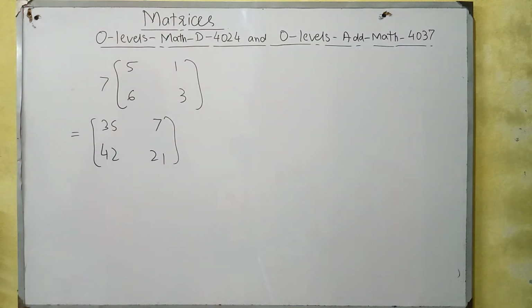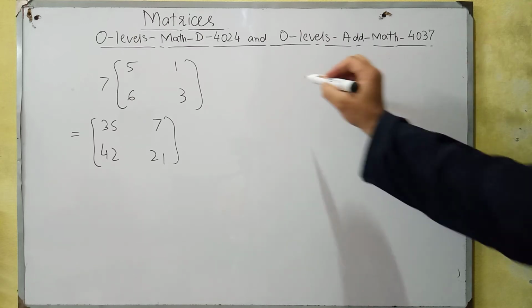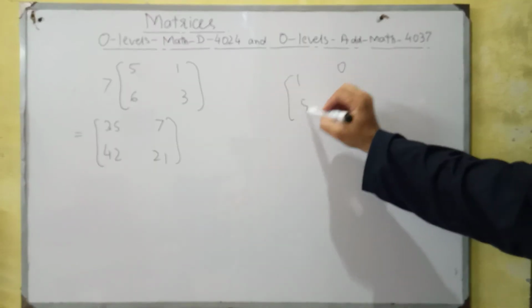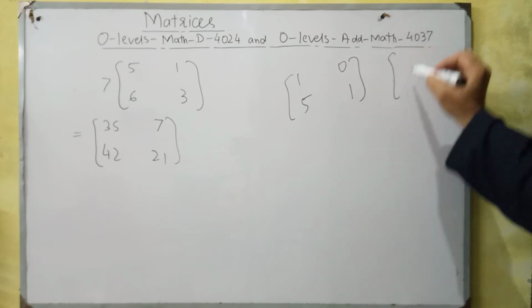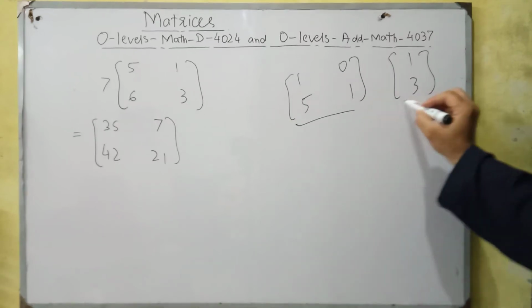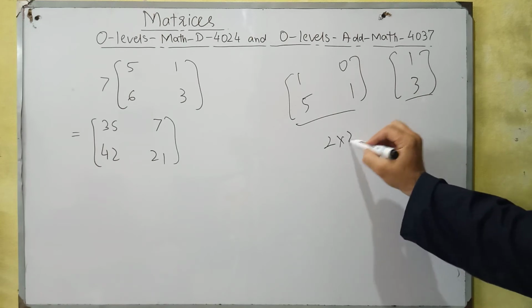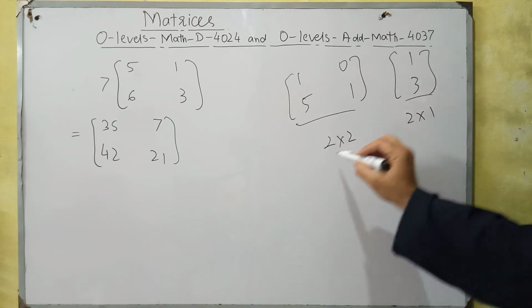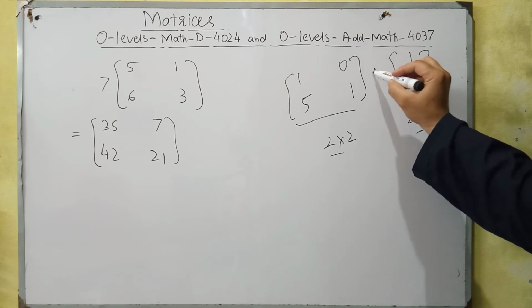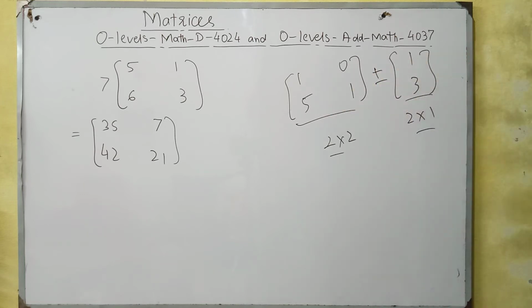And let me tell you one thing, that in the case of addition or subtraction, the order of two or more matrices must be equal. If the orders of two matrices are not equal, you cannot add or subtract the matrices. For example, if you have two matrices 1 0 5 1 and 1 3, these are two matrices. Now we can see that the order of this matrix is 2 by 2, and the order of this matrix is 2 by 1. These orders are not equal, so we cannot add or subtract these two matrices. So for addition or subtraction, the orders of the two matrices must be equal.